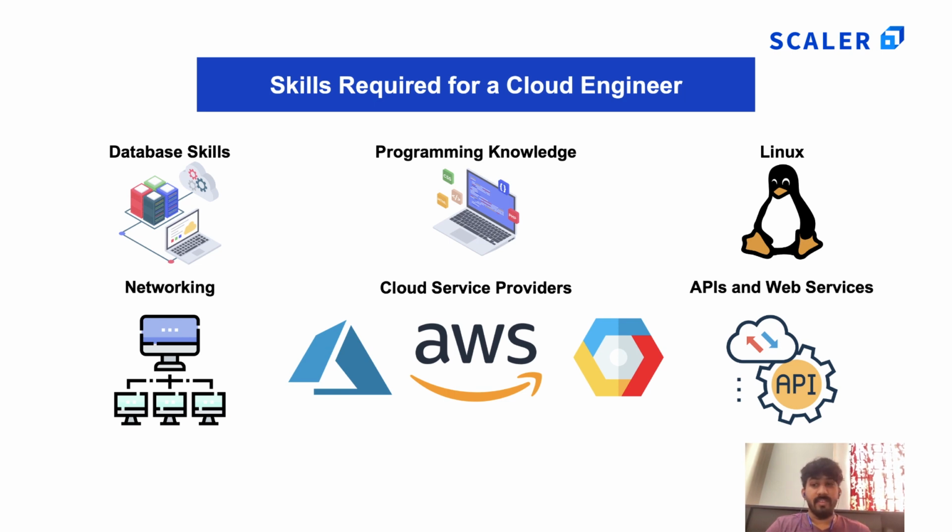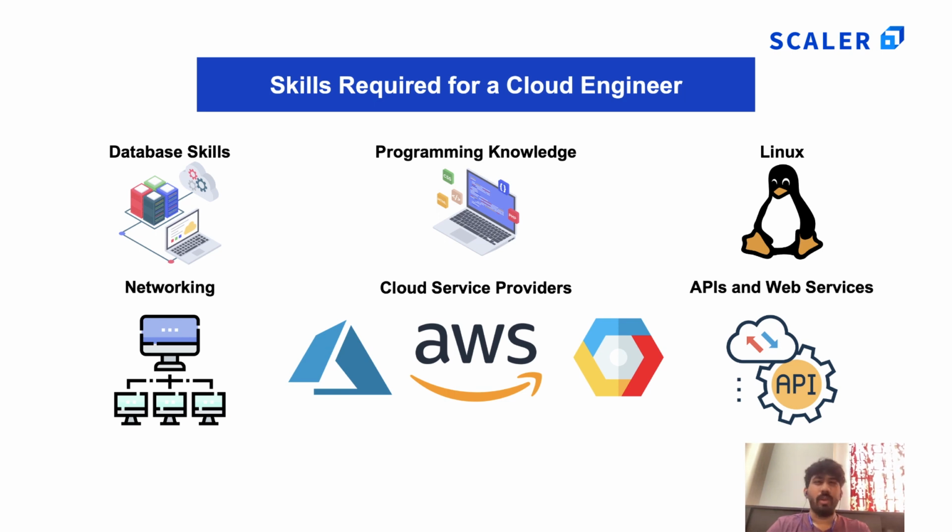Coming to the fourth point, which is networking. Networking is important because without networking, there is no cloud. Cloud is just networks, but the network is in another company's data center, which doesn't change the fact that cloud is completely network. Without understanding how networks work, you will not be able to do anything. So understand networking. And for cloud service providers, you can go with Azure or AWS or GCP, whichever is easy for you or whichever you're already familiar with.